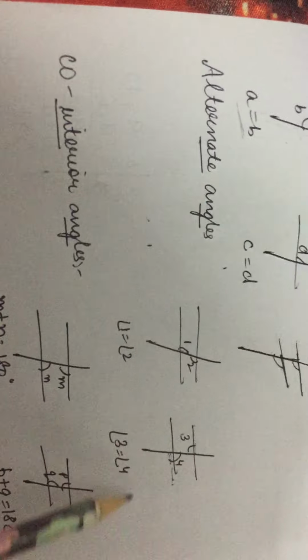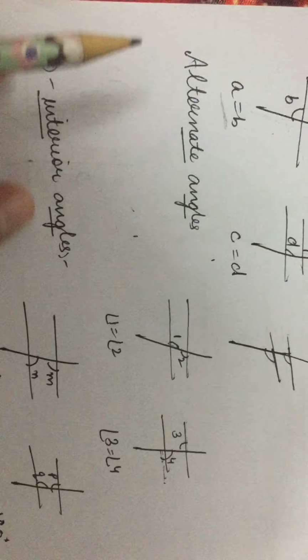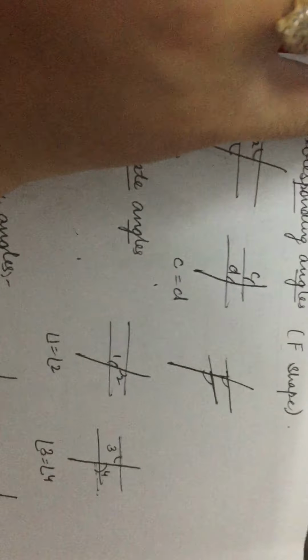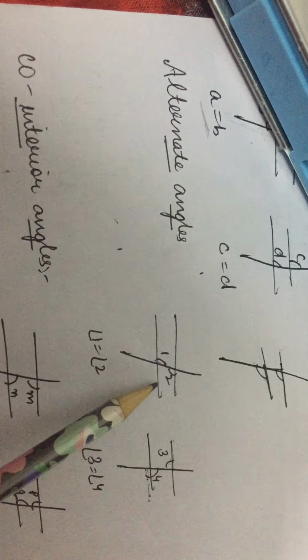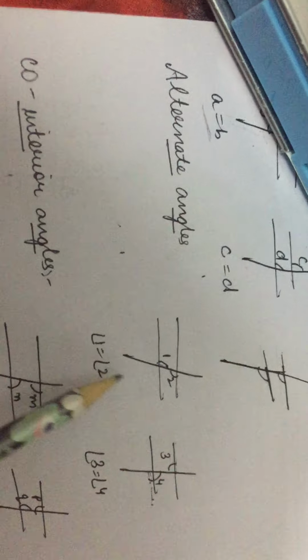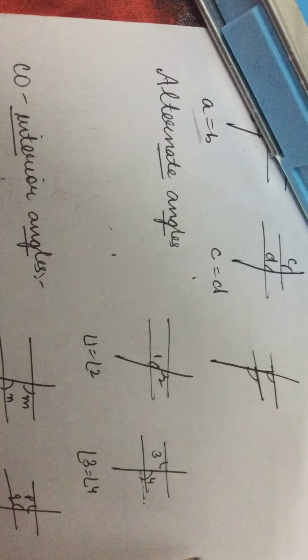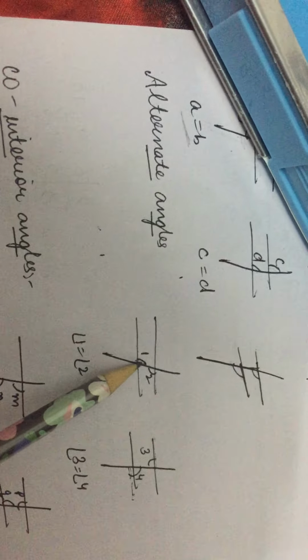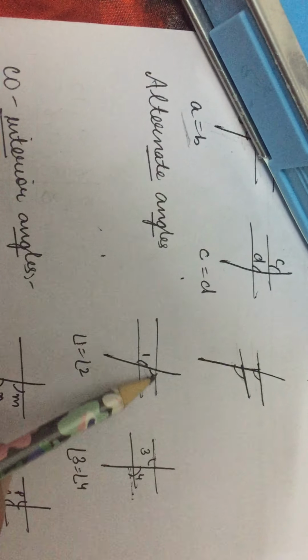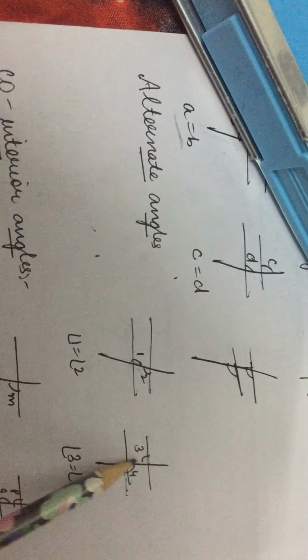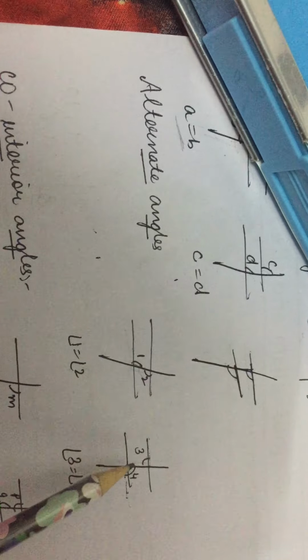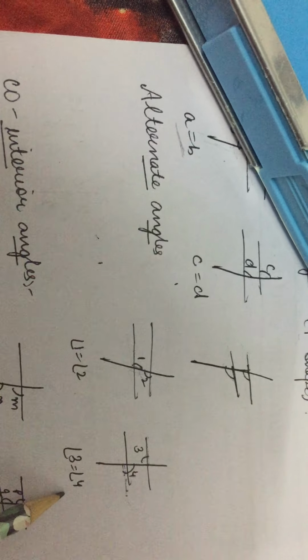Next is alternate angles. Alternate angles are also possible if the lines are parallel. Now here, in case of alternate angles, we have parallel lines under transversal, and one angle is on the one side of transversal and second angle on the other side of the transversal, and these angles are like this, forming a Z shape. So angle 1 is equal to angle 2 and angle 3 is equal to angle 4.